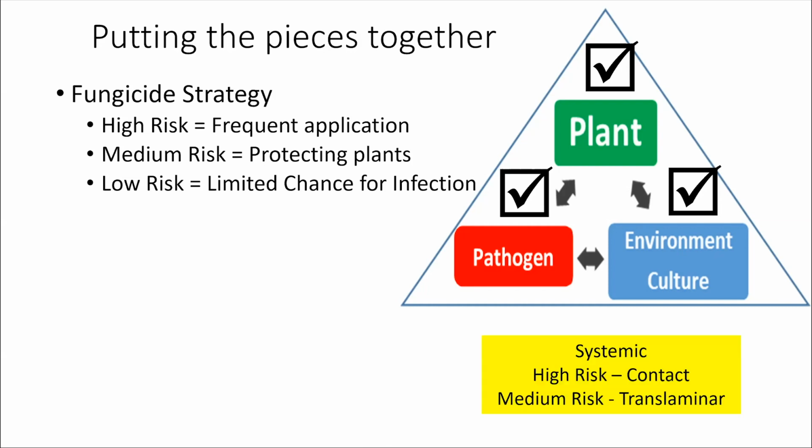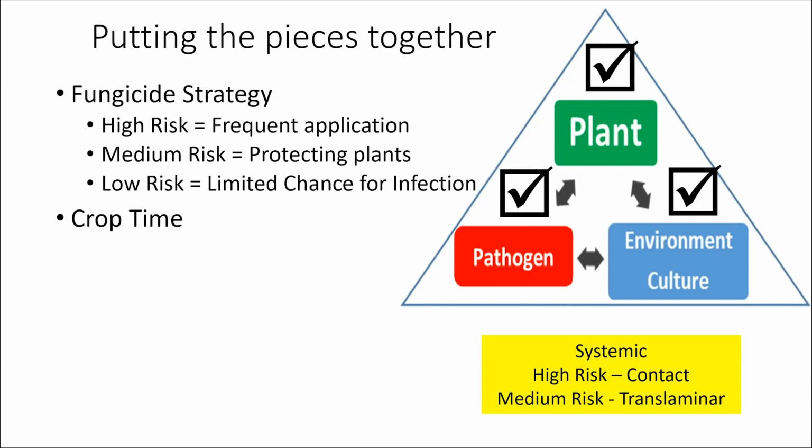The next thing we need to look at is, when we have these different risk strategies, we basically can be using a systemic at all times, so we're always protecting the plants. But if we have a high risk, we should be thinking about a contact, and with a medium risk, we probably should also be looking at translaminars to protect those plants.